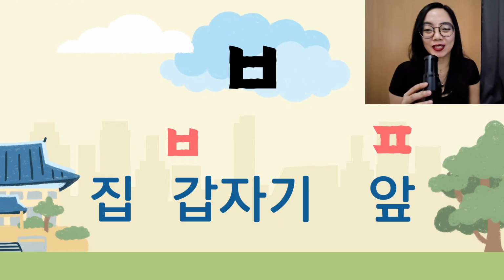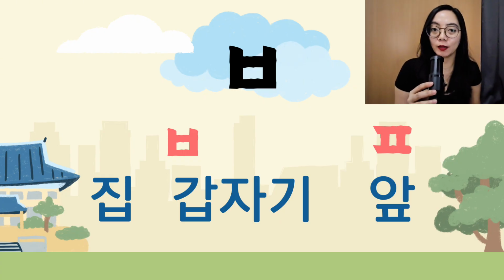The next final consonant pronounced as p is this one. We all know that as an initial consonant sound, it's aspirated, but as a final consonant sound, it's not. Like in the word up, which means in front or forward.